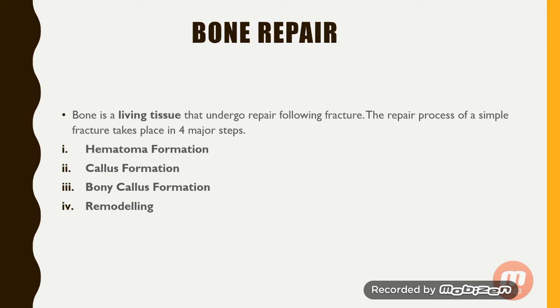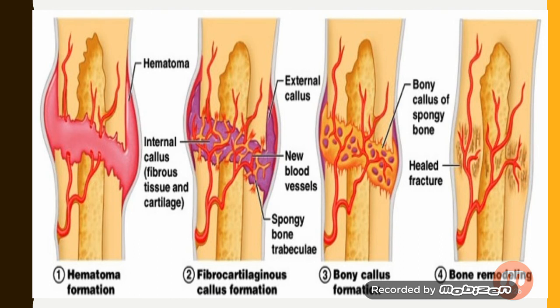And the repair process occurs in 4 major steps. First is called hematoma formation. Second is called callus formation. Third is called bony callus formation. And finally, the remodeling of the broken bone will occur. Now in the diagram, all the 4 steps have been shown very clearly.